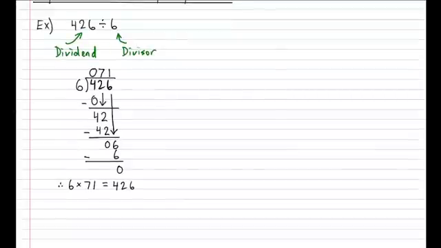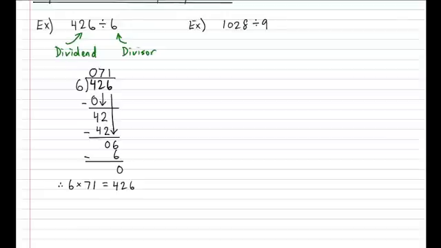Now, some divisions, you end up with a remainder. Let's take a look at one that has a remainder. Put EX in your notebook, please. So let's try this one. 1028 divided by 9. Again, the dividend goes inside the funny looking symbol, and the divisor goes outside.